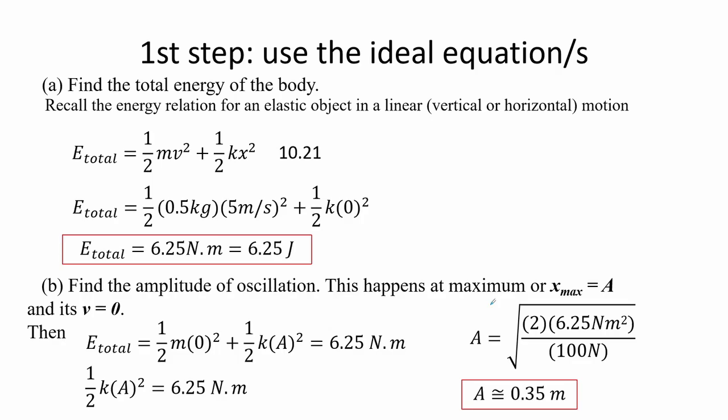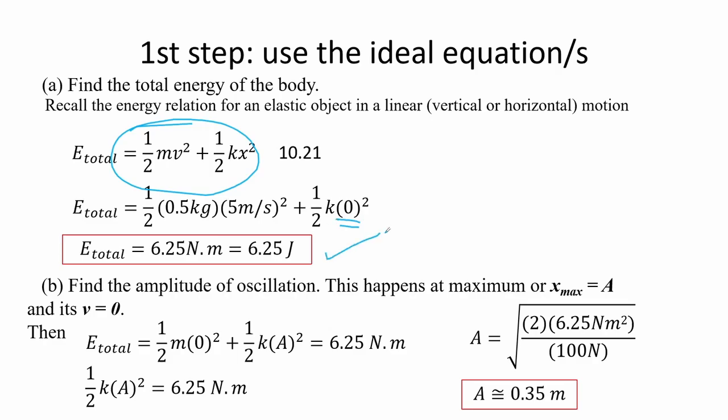First we find the total energy of the system. Based on the given, we can calculate the total energy as the sum of the kinetic energy plus the elastic potential energy shown in equation 10.21. At maximum speed we see that x is equal to 0 and we get that the total energy is equal to 6.25 joules, which is constant.